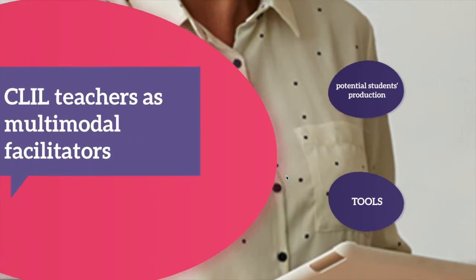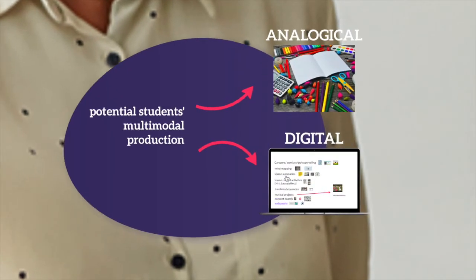Then we have a number of potential students' multimodal productions. Now, all kinds of multimodal production, again, can be analogical, by using colors, drawings, etc., like the Taiwanese students I was showing you in my previous examples. Those are analogical, so it's multimodal production with no technology. But today I'm more interested in multimodal production through digital media.